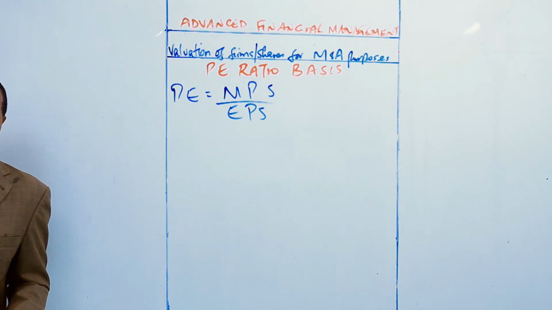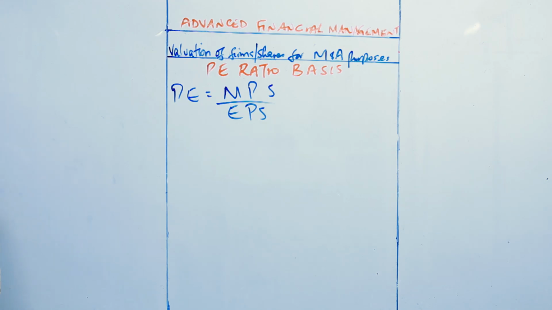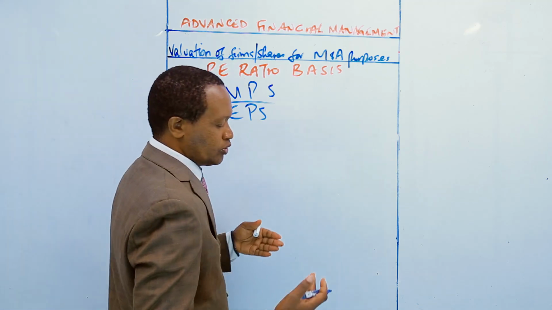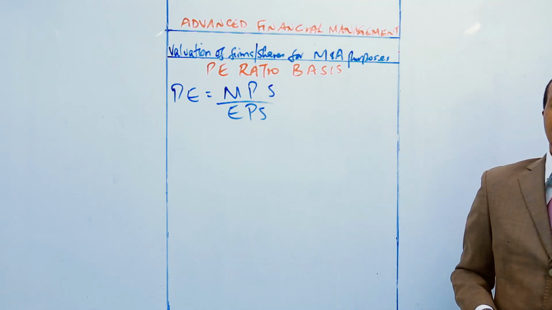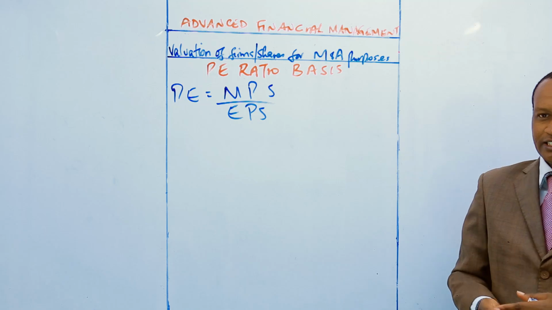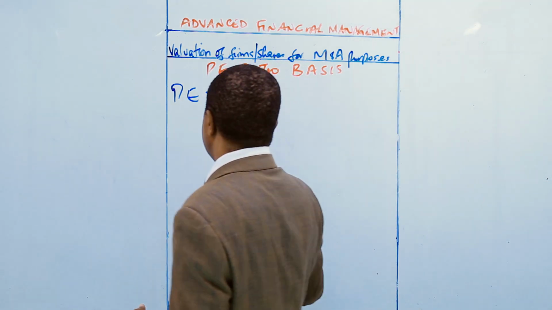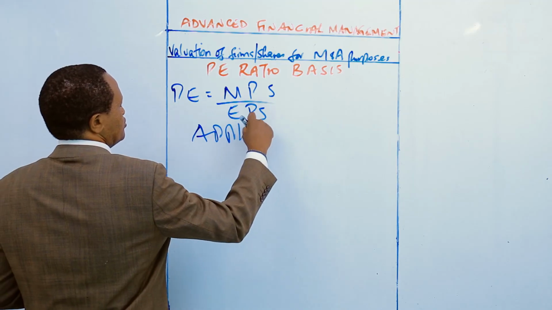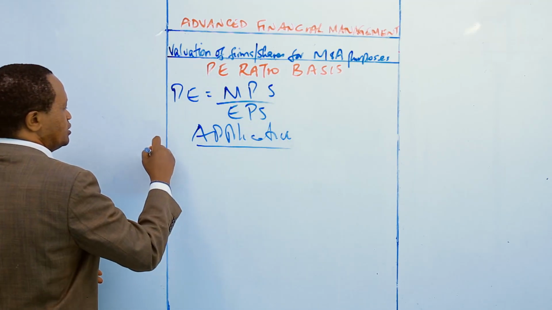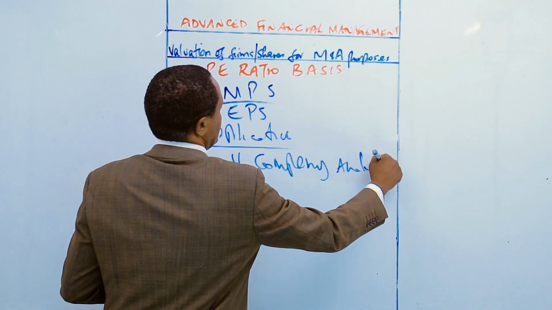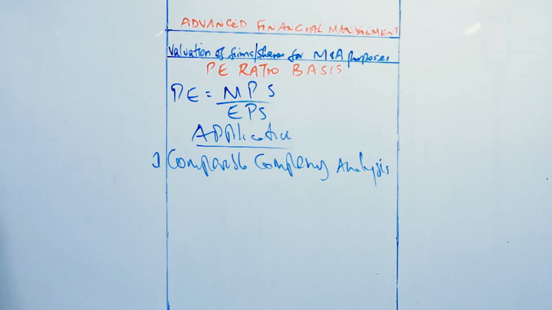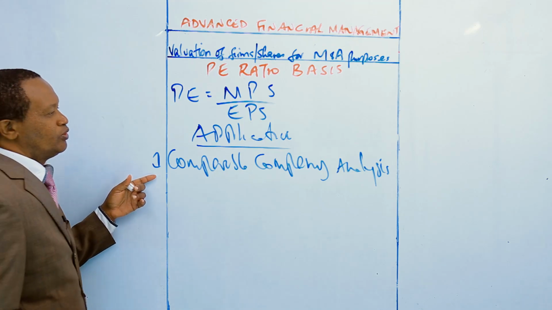Now, the primary application of the PE ratio in mergers and acquisition is through what we call comparable company analysis, and also the precedent transactions analysis. Let's first look at the comparable company analysis.